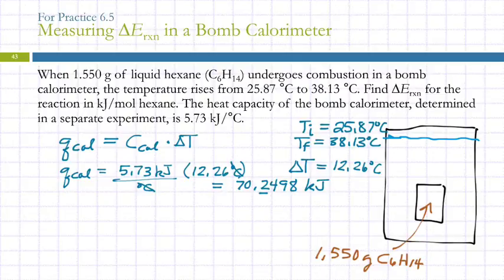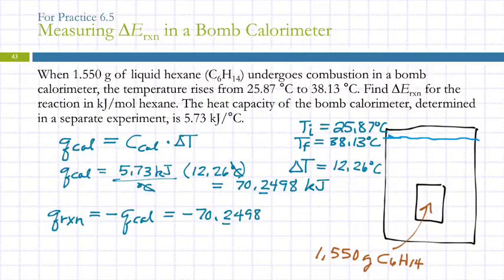What was the heat given off by the reaction? It's the same number, right? What we're trying to find is delta E for the reaction, but they're specifying these units, kilojoules per mole of hexane. Q for the reaction equals minus Q for the calorimeter. So the reaction released 70.2498 kilojoules.